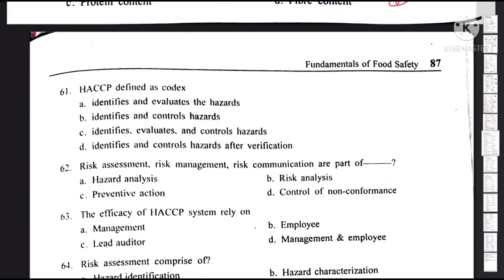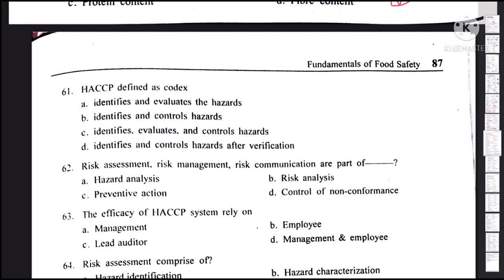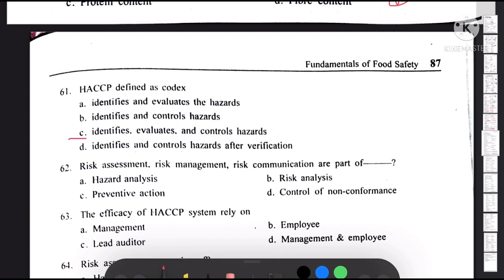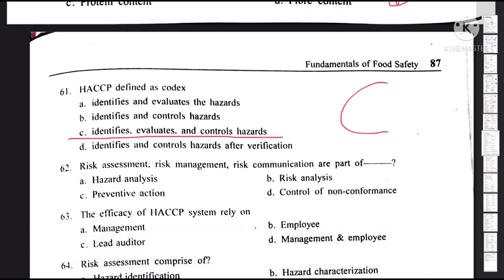HACCP defined as codex. The options are: A, identifies and evaluates the hazards. Option B, identifies and control hazards. Option C, identifies, evaluates and control hazards. And option D, identifies, control hazards after verification. So HACCP is being defined as codex: identifies, evaluates and control hazards. Answer C. Identifies, evaluates and controls hazards.